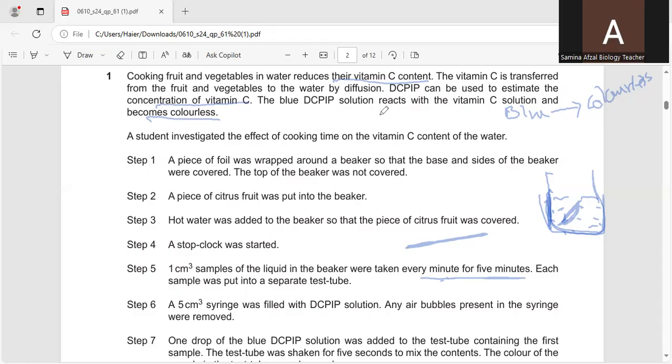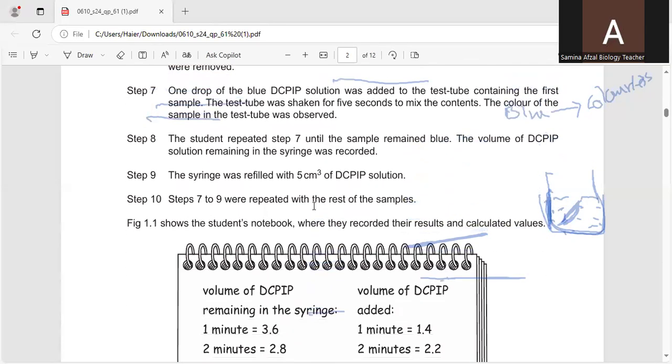Each sample was put into a separate test tube. A 5 cubic centimeter syringe was filled with DCPIP solution. Any air bubbles present in this syringe were removed. 1 drop of the blue DCPIP solution was added into the test tube containing the first sample. The test tube was shaken for about 5 seconds to mix the contents. The color of the sample in the test tube was observed.